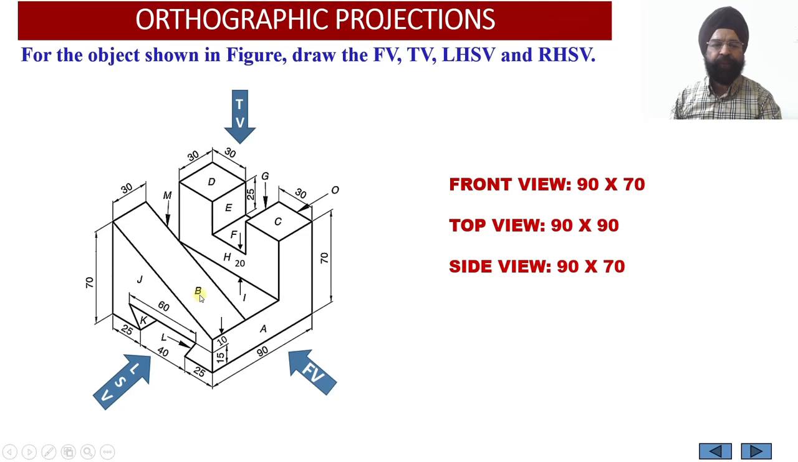Similarly, the second surface which will be visible to the observer will be the surface B. Surface B happens to be inclined to the vertical plane. Therefore, the projections of the surface B onto the vertical plane will appear as the apparent shape of the surface B. That is, the reduced shape of the surface B will be observed on the vertical plane over here. Then the third surface is surface E.